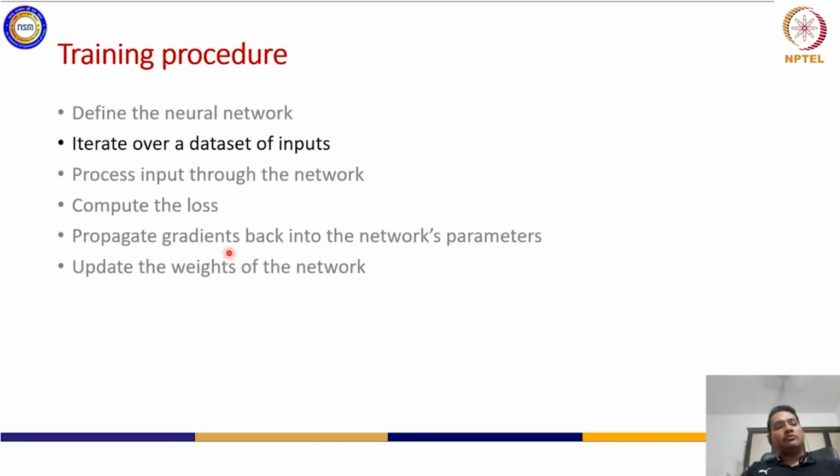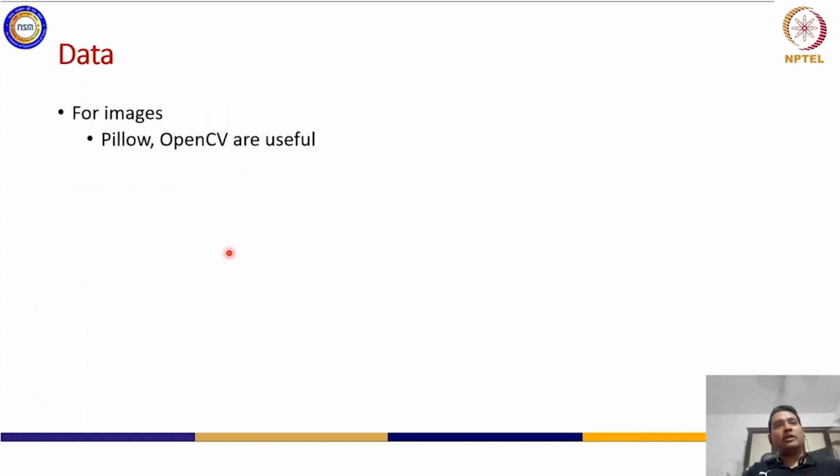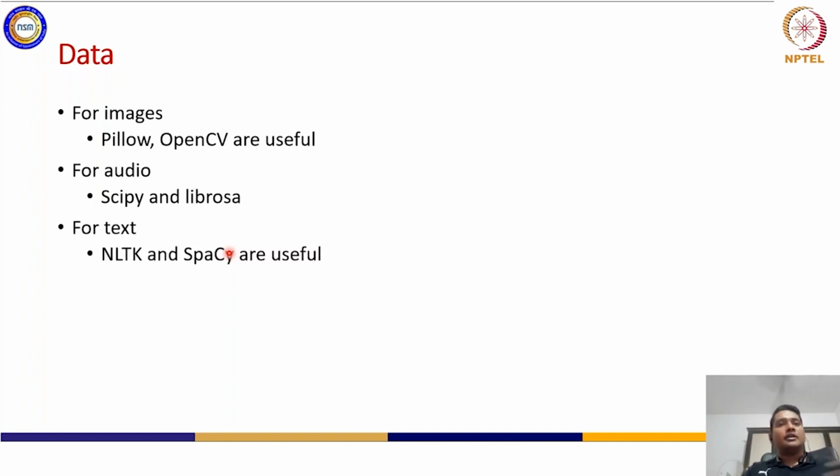Once you have defined the neural network, what is the next step? Iterate over the dataset of inputs. Now, where will you get the data from? If you are working with images, PIL and OpenCV are very useful, giving you operations or transformations that are very handy to apply on images. If you are working with audio, you can preprocess or get audio data with SciPy and Librosa. If you are working with text, you can take help of NLTK and spaCy. These two libraries are very useful for text processing.